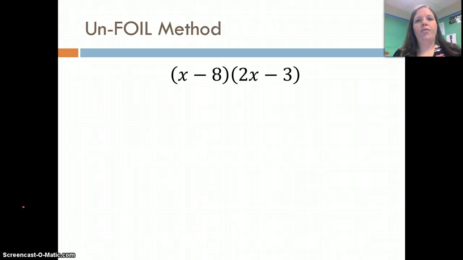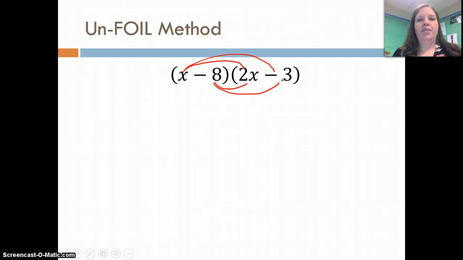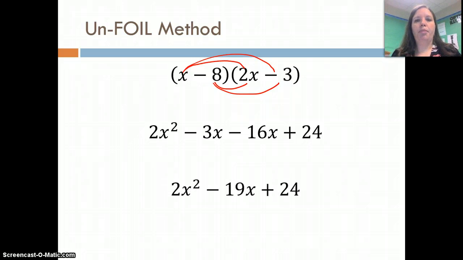So this idea of we have a binomial times a binomial, and if we multiply x times all components of the second parentheses, and the -8 by all components of the second parentheses, we end up distributing and we end up with these four terms. To finish off the problem, we combine these like terms, as we've seen before. So the idea is that we know how to FOIL.